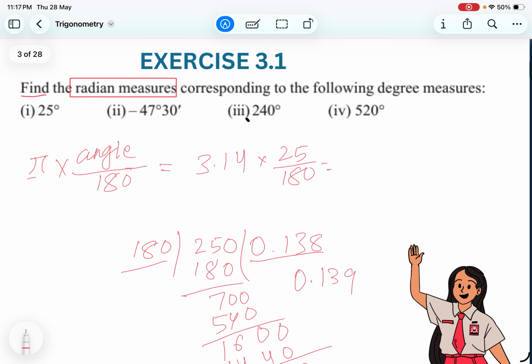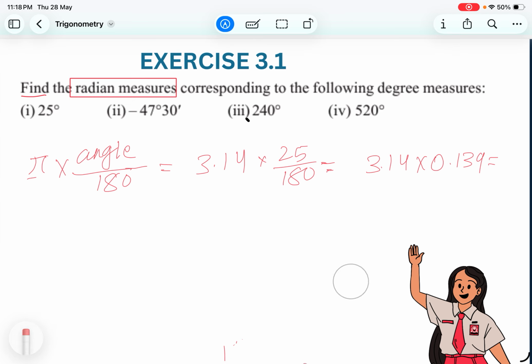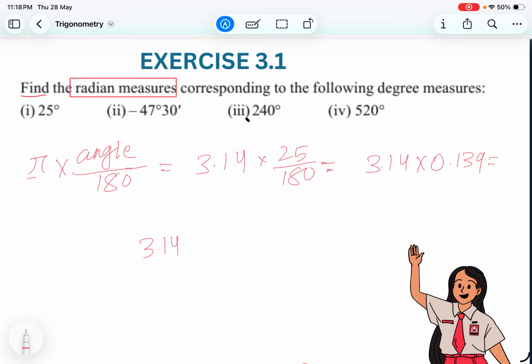0.139. Okay, so finally we have to do 3.14 into 0.139 equal to how much. Okay, we have to calculate this. That's it. And if I write this below here, 3.14 into 0.139 equal to, I think it should be calculating automatically.